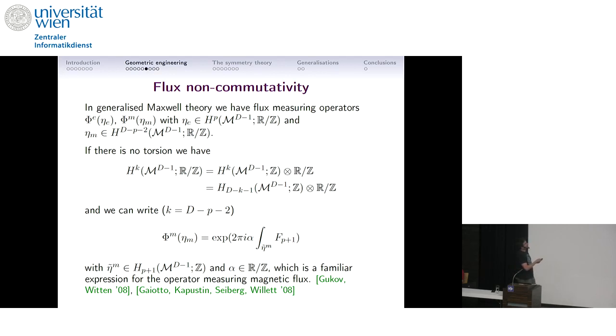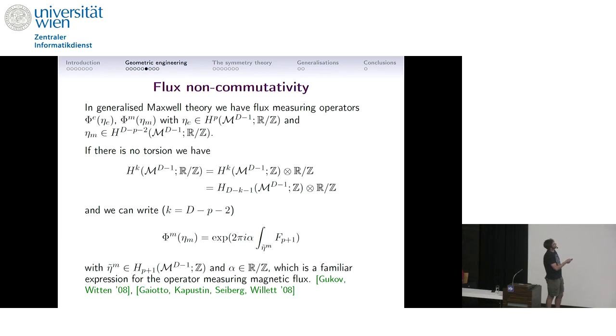Imagine that there's no torsion in your manifold, where you're quantizing the field theory in M D-1. Then this group here is simply the standard cohomology group in any degree K. So K will be P or D minus P minus 2. It is the standard cohomology group times U(1). Now, if you do Poincaré duality here, what you have is some homology group, this one times U(1). That means I have a cycle of this dimension and a U(1) coefficient.